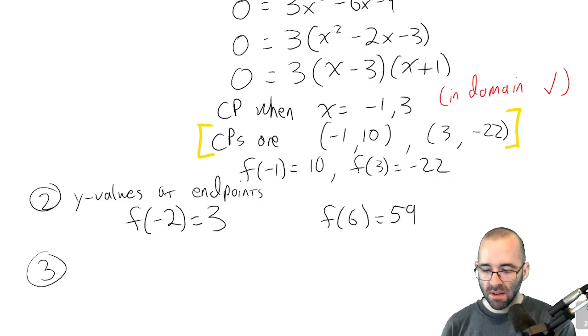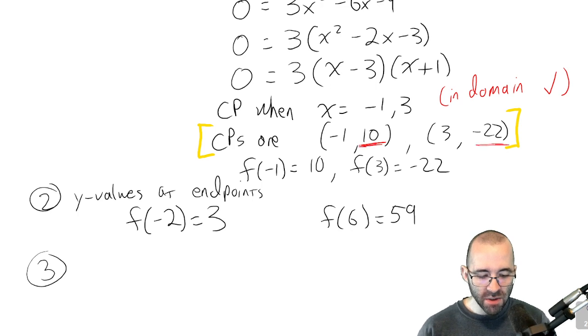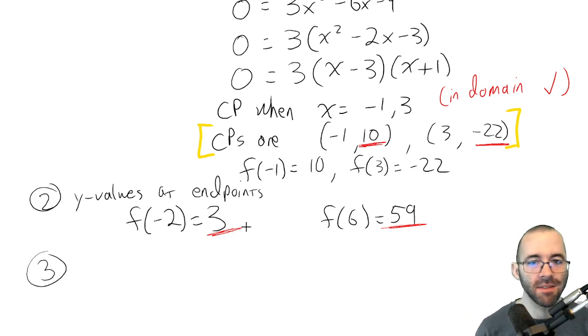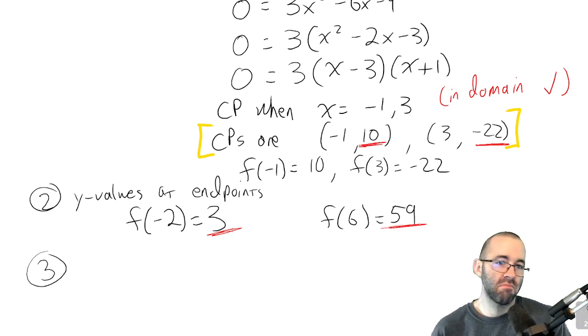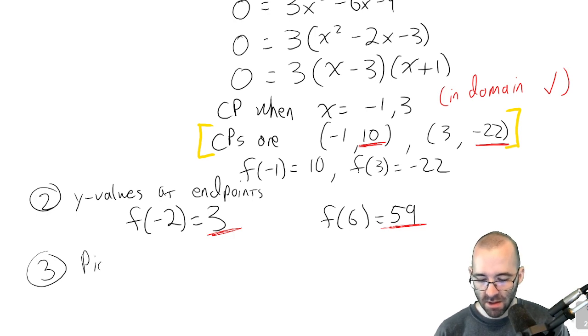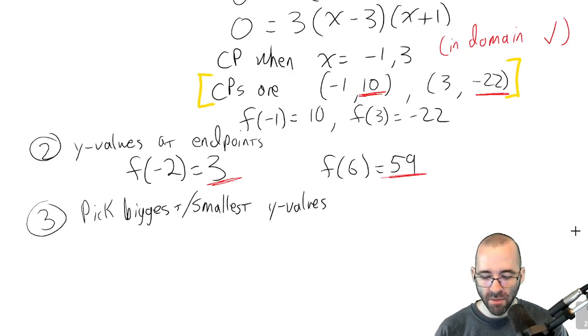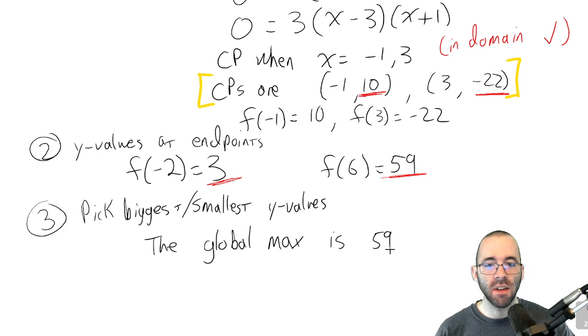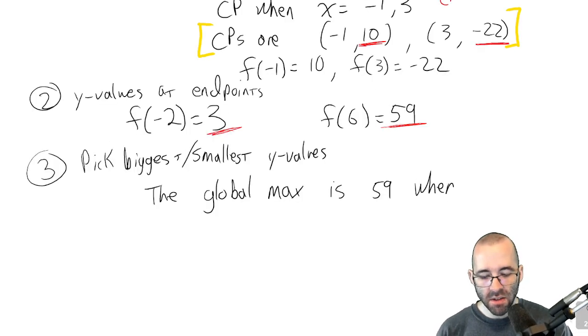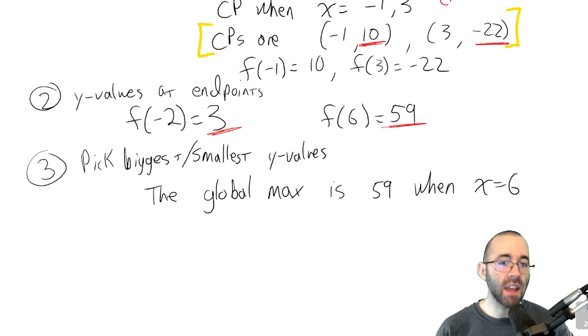Now all step 3 is, look at all of our y values and pick the biggest and the smallest. That's it. Pick the biggest and the smallest y values. That'll give us our answer. So the global max is 59. That's the biggest number. And it occurs when x is 6 on the end of our interval.